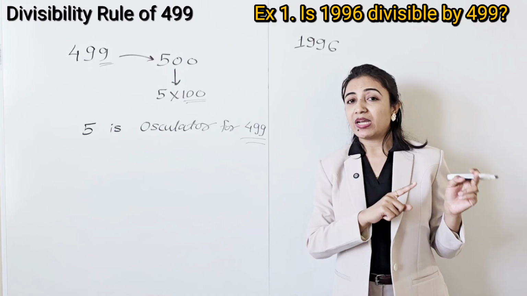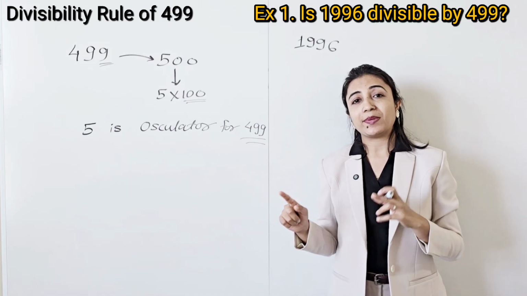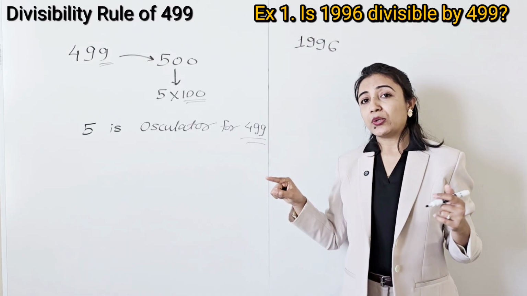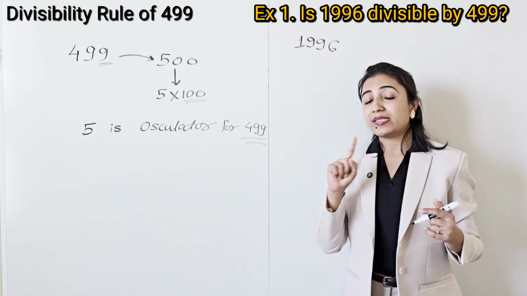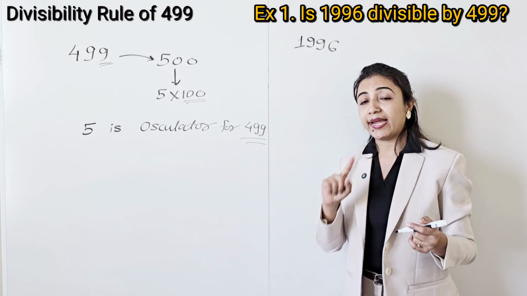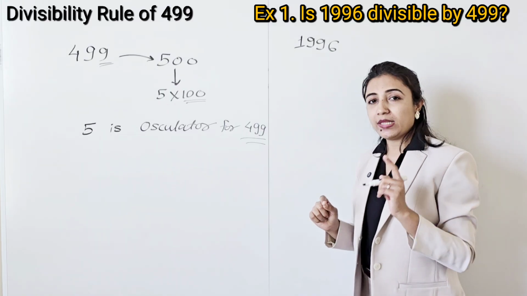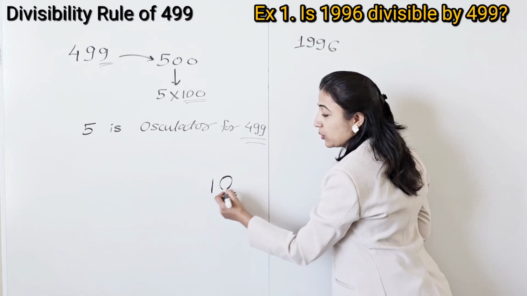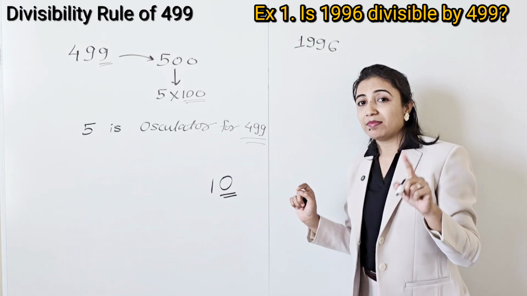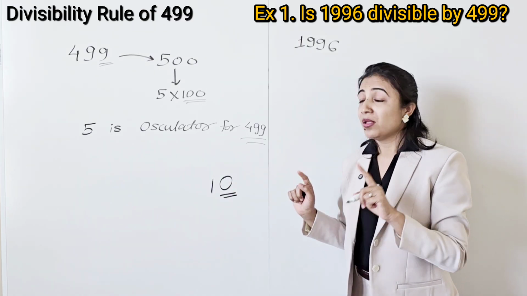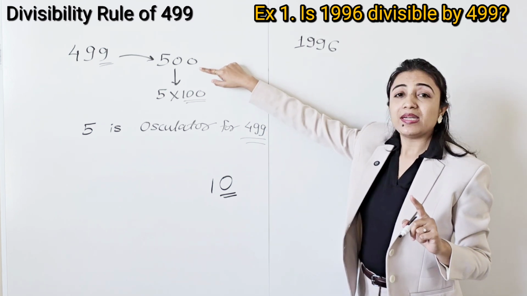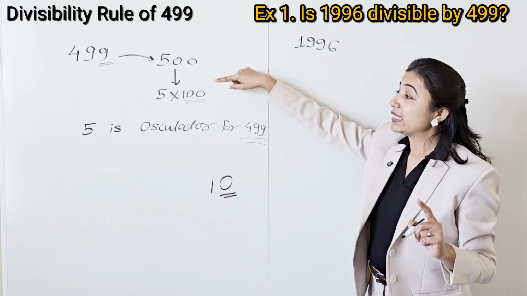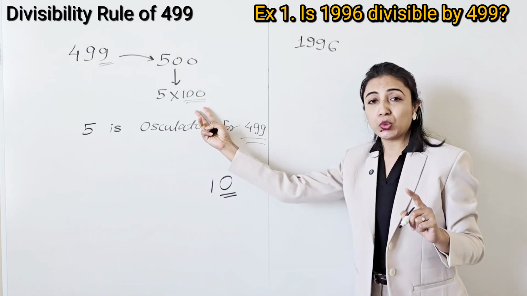In the previous video, we discussed 7, 13, 19, 29, 23 and 39. In that video we took the last digit, because our base number was 10, and 10 contains only one 0. That is why we took the last digit and multiplied it by the osculator. But in this video the number is 3-digit, and a 3-digit number is a multiple of 100, and 100 contains two 0s.